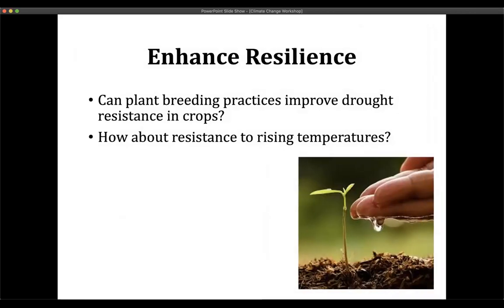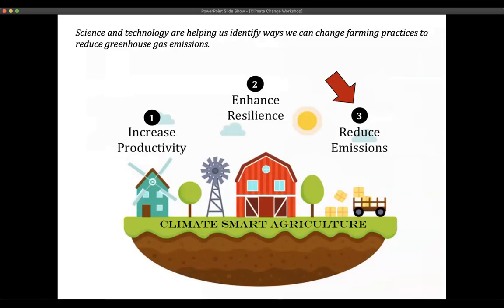One example would be, can we breed new varieties of plants that are drought resistant? Those of you that live in areas of drought right now, I'm one of them, and I know lots of you are tuned in as well. Can we breed plants that need less water so that they can be more resilient in a drought? Or how about rising temperatures? Can we breed potatoes that can grow in warmer temperatures? See how that fits in there. That's the second goal of climate smart agriculture, enhancing resilience.